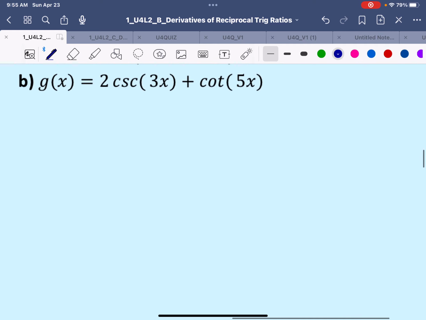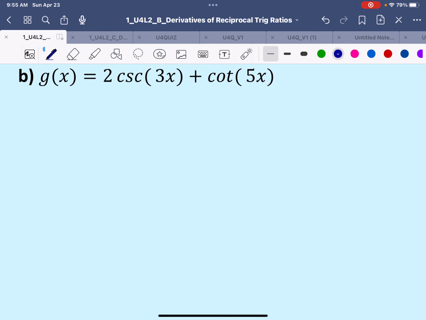Now here we have g of x equals 2 cosecant 3x plus cotan of 5x. Again, I want to check and see how many groups of terms I have, so this will be differentiated independently of the other term because they're separated by a plus. Now let's examine the first term. So cosecant of 3x, I notice that here we have a small little chain. So we have the cosecant, which is the outside function, and the 3x, which is the inside function. We have a coefficient of 2, so we don't have to do anything about that. So 2 will sit right here.